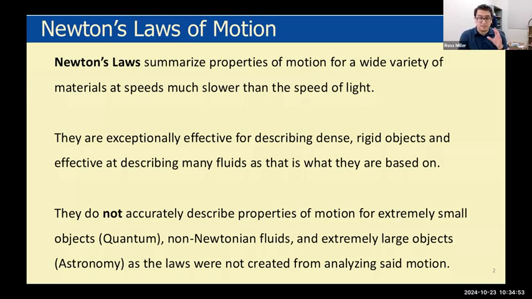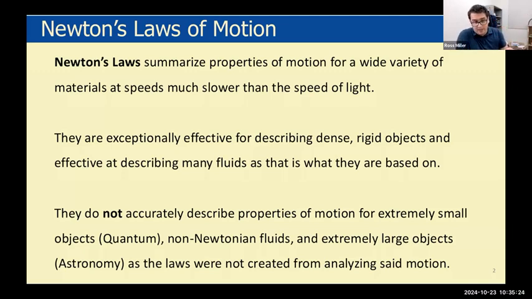So these laws, though, are exceptionally effective for describing motion and changes in motion for dense, rigid objects, and they're pretty good for a lot of fluids, but not all of them. And that's what they are summarizing, right? So we observe things, we create ideas, we test those ideas with experiments, and then we fine tune them, and then we do stuff with them, right? We use them in engineering, we use them in construction, we use them in medicine.